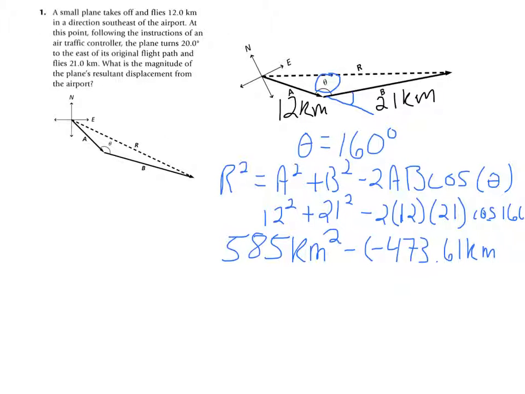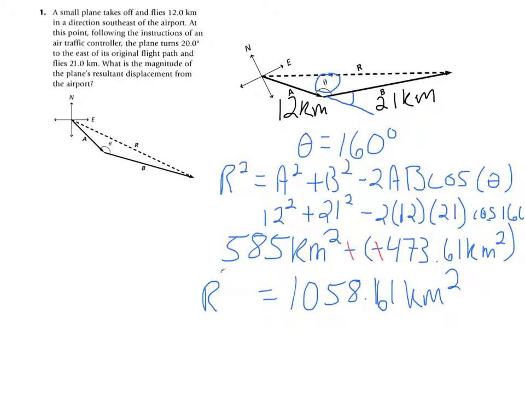kilometers squared again. Now, because of that, we can see that the two negatives will cancel out, meaning we can add them together and get a total value of 1,058.61 kilometers squared. But that is still equal to the r squared.